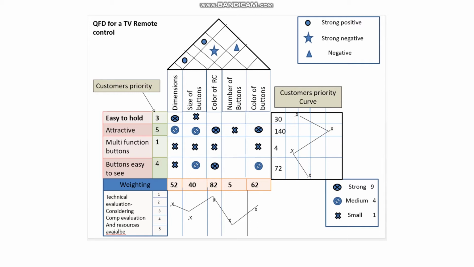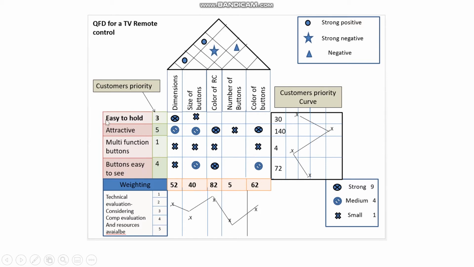When we are going to take the customer priority, we have collected, segregated and filtered, and I have given some of the customer priorities. It should be easy to hold. It should be an attractive one, that means the aesthetic look should be good. And a multi-function button should be there. Buttons easy to see. So these four we have collected from the voice of customer.